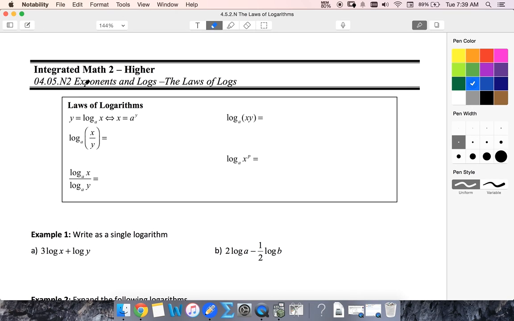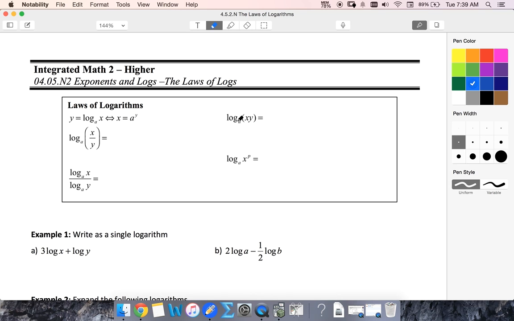Now looking at the laws of logs. So hopefully in your discovery you found quite a few laws. And so here's our basic transformation of log form into exponent form. So base A with the power, this ends up being my exponent, and this is the evaluated power. So evaluated power, base A to the exponent.